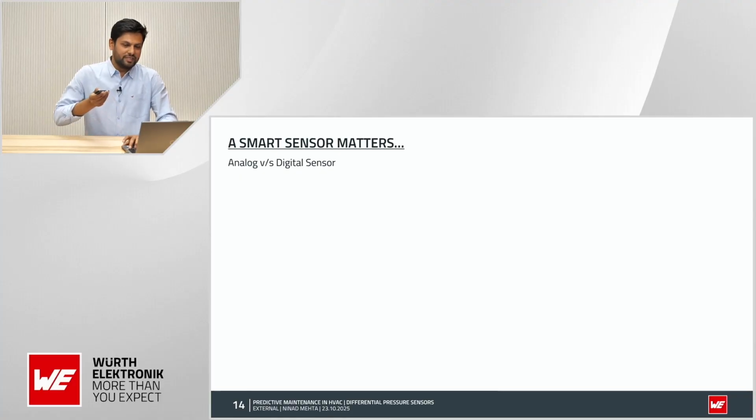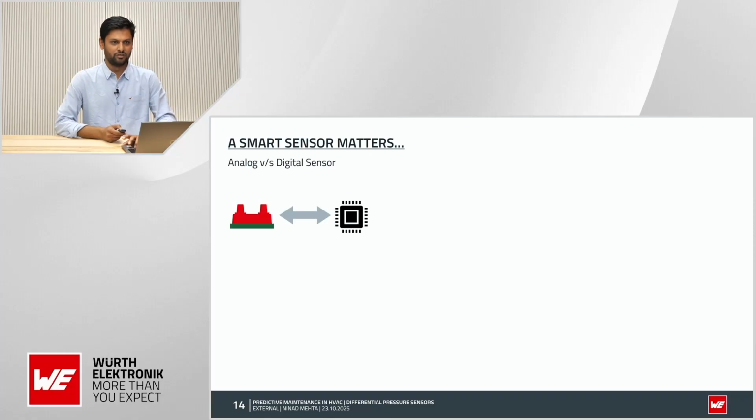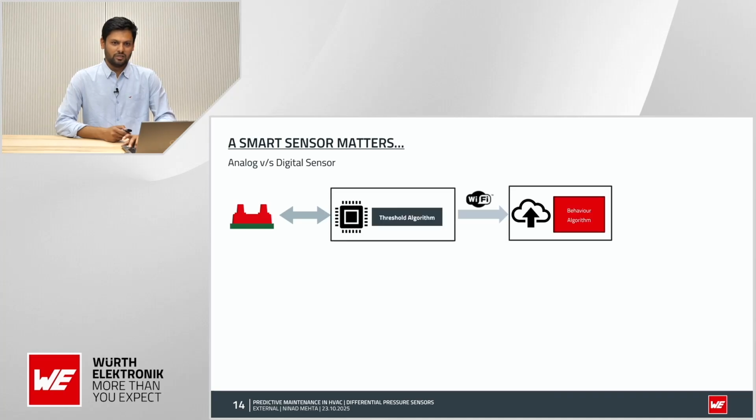How can a digital sensor help in this HVAC system? For example, you have a normal sensor directly communicating to a microcontroller, and you send the continuous data over, say, Wi-Fi to the cloud to do the monitoring. Now you have an algorithm where if a pressure value changes after some threshold, it is sent to the cloud, and here you can build your behavior algorithm where you see this is the time to take an action or preventive measures.